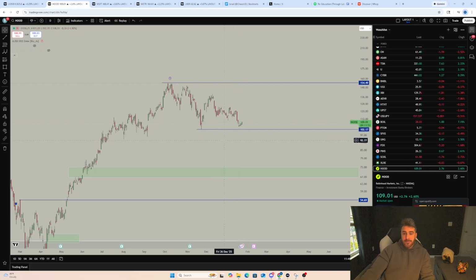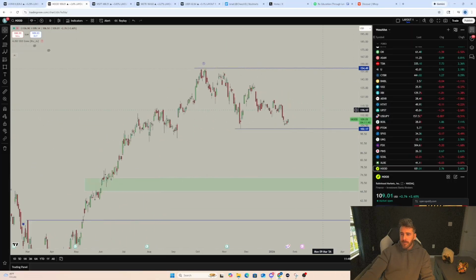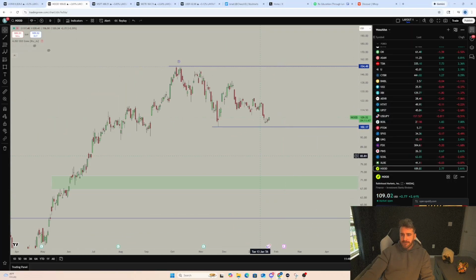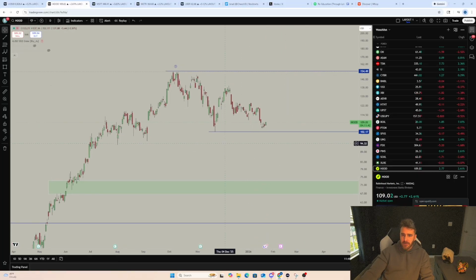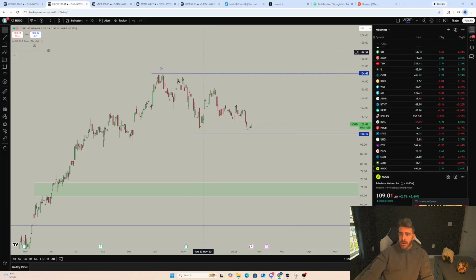The floor's coming out, and big money comes in. Usually they sweep lows as a buying opportunity. You've got to remember that. So that's what sometimes happens.